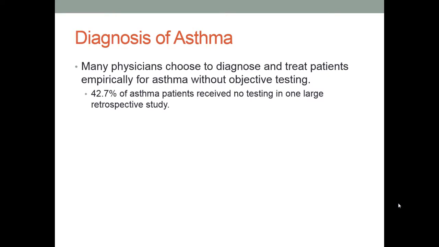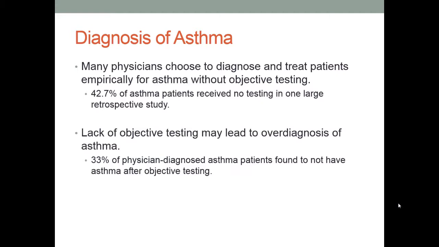While we do have pretty good objective measures, we know that many physicians diagnose and treat patients empirically for asthma without any objective testing. A large study done in Canada with a database of over 450,000 patients showed that 42% of those patients received no testing at all and were just diagnosed with asthma clinically.